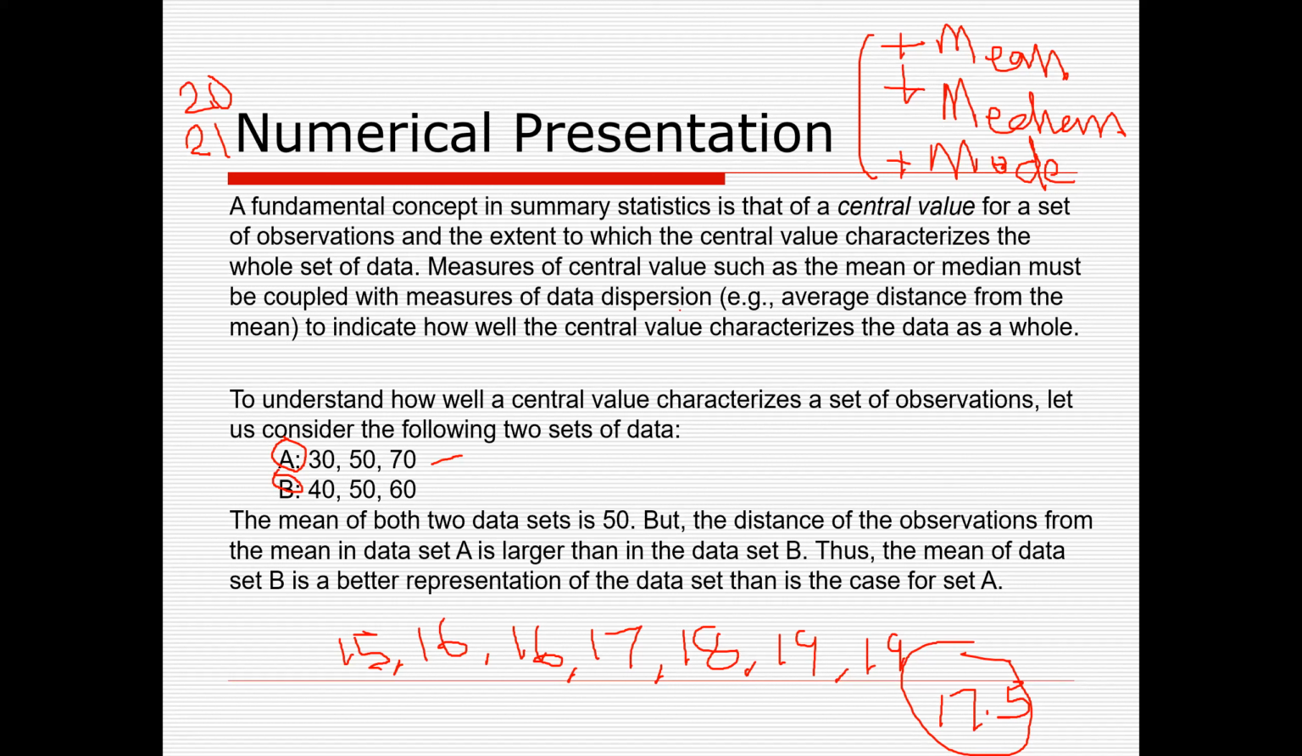Now let's come back to this example on the screen. We have both agreed that the mean of these two data sets seen on your screen, they're what? 50. But if you look at it clearly, you will realize that 50 better represents the second data set than the first data set. You agree with me? Yes, sir.